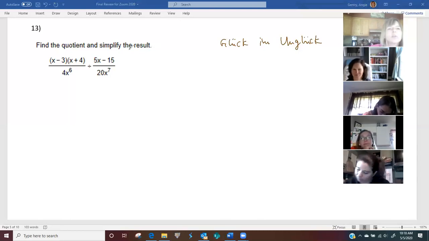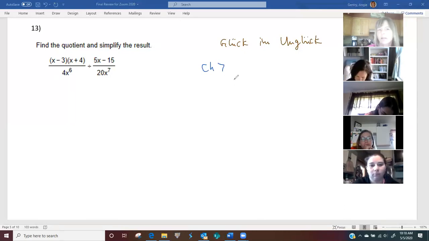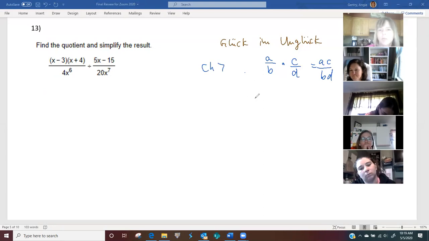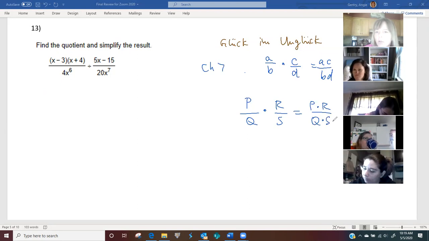Okay, so find the quotient and simplify. You always look at what am I doing? This is chapter 7, and I'm working with polynomials and rational expressions. Back in the olden days, if you have A over B times C over D, you just go across. This is pre-algebra. Then we do the same thing, P over Q times R over S, when they're polynomials. It's the same exact thing, they just look a little different.